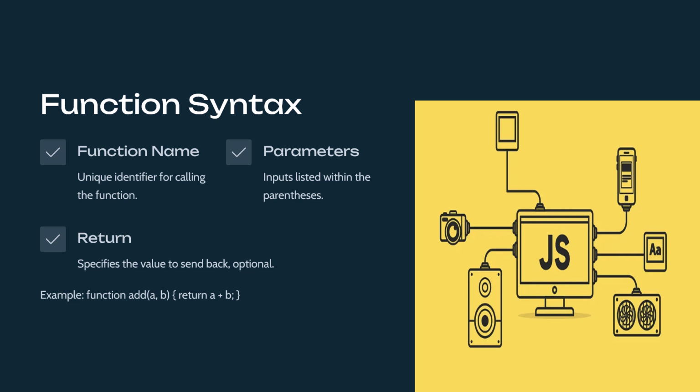Let's look at the basic structure of a function. In this example, add is the function name, a and b are parameters, that is called inputs, and return gives us the result. We call this function by writing add(5, 3) and it will return 8.